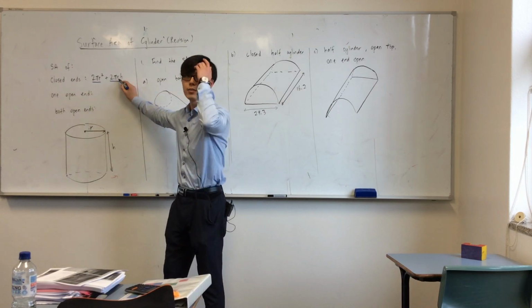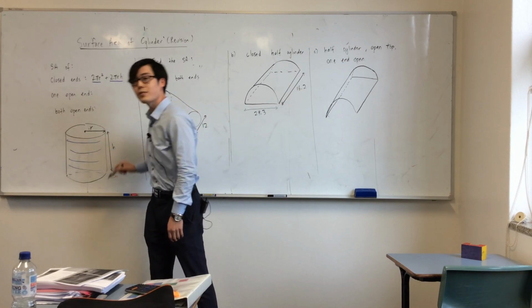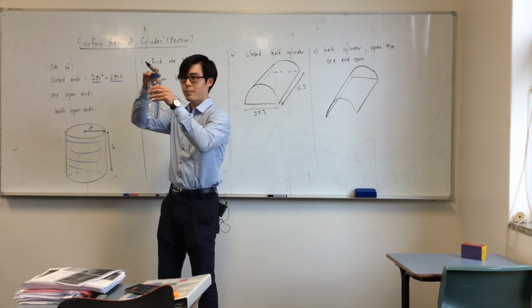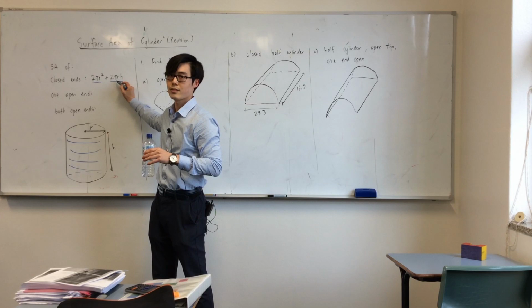What do you think that represents? The curved surface of the cylinder. Yeah? So for example, if this is a cylinder, you've got the circle on top, circle at the bottom, and this curved surface area, okay? That's the 2 pi r h.